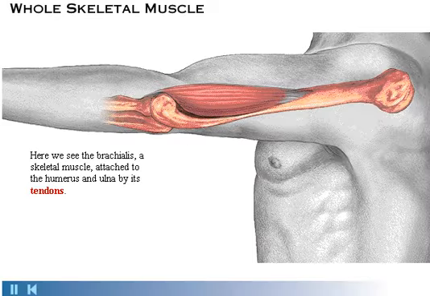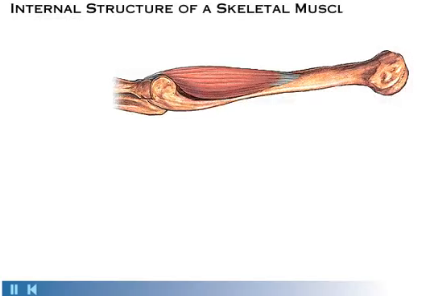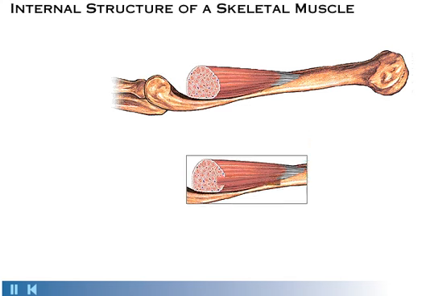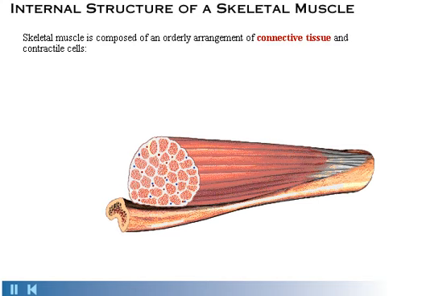Here we see the brachialis, a skeletal muscle attached to the humerus and ulna by its tendons. For a cutaway view, click the muscle. Let's look at the internal structure of a skeletal muscle. A typical skeletal muscle is composed of an orderly arrangement of connective tissue and contractile cells.